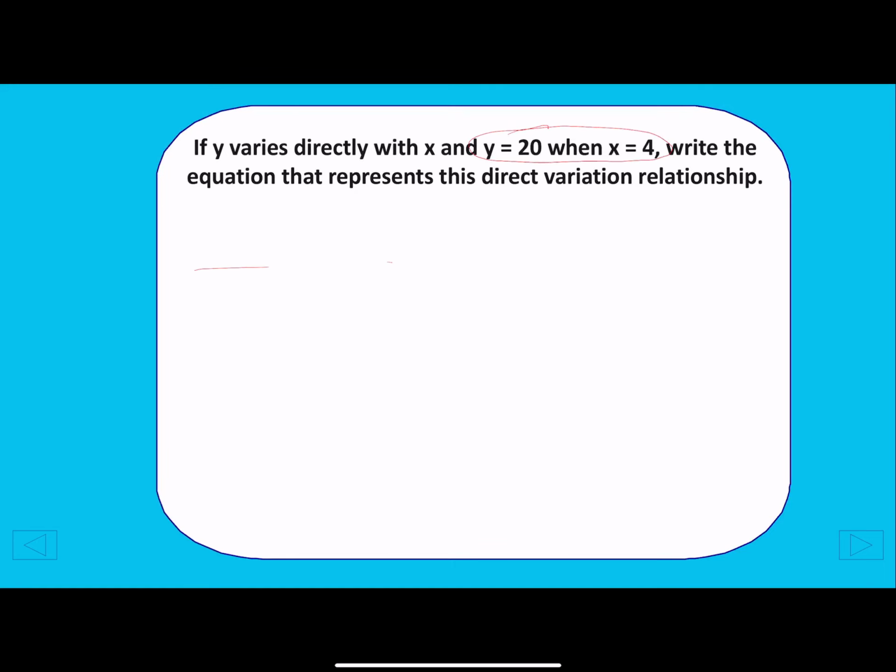If y varies directly with x and y equals 20 when x is 4, this right here is your first set of points, okay? So you can draw your x and y table. You may place the x with a 4 and then the y with a 20. Okay, so it says write the equation that represents the direct variation of this relationship. Remember that the direct variation is y equals kx, okay?